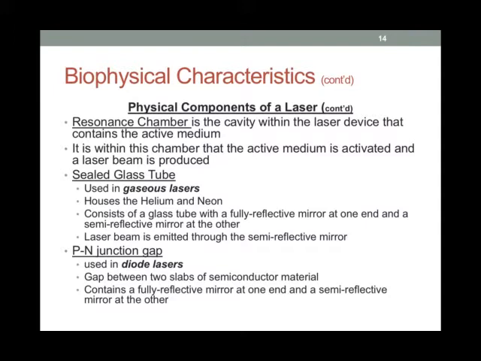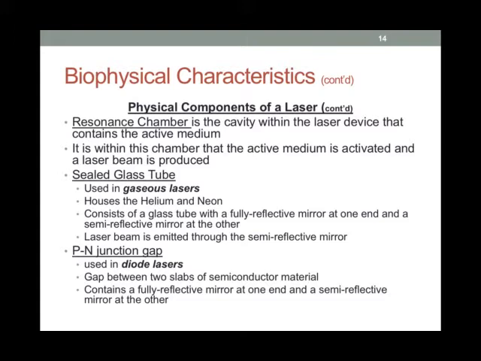You don't need to know in detail, again, because we're not physicists, but it's the positive-negative junction gap. And again, what happens is there are two different semiconductor materials. There's the gap between the two slabs of this material. And between that gap is where the laser is going to be created and then emitted.